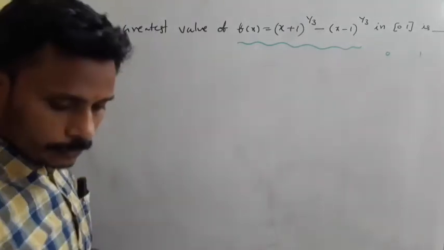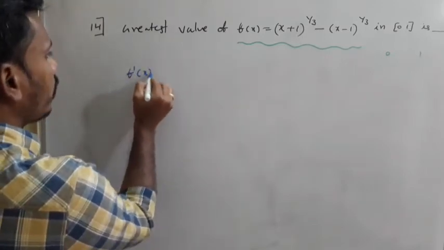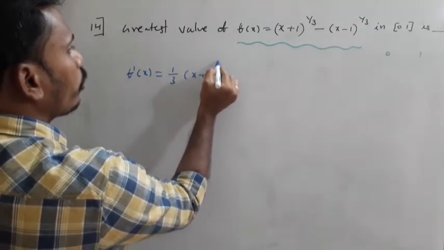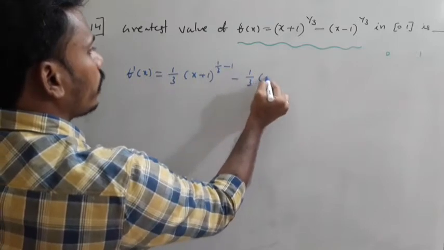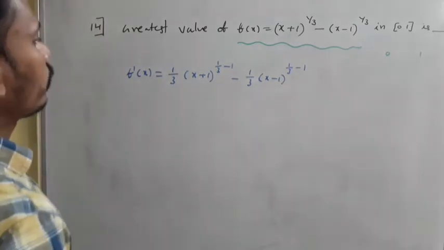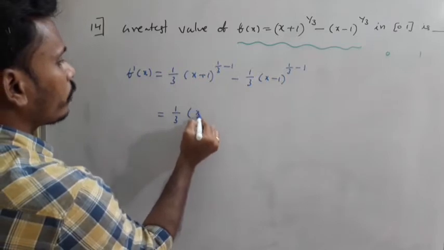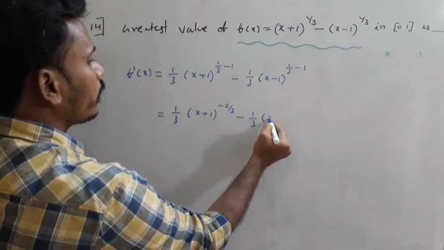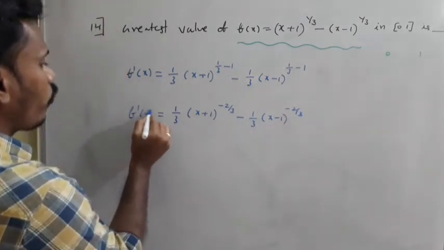For that, I need to calculate the derivative. F dash of x equals derivative of the first function, 1 by 3 into (x plus 1) to the power 1 by 3 minus 1, minus 1 by 3 into (x minus 1) to the power 1 by 3 minus 1, and this equals 1 by 3 into (x plus 1) to the power minus 2 by 3 minus 1 by 3 into (x minus 1) to the power minus 2 by 3. This is f dash of x.